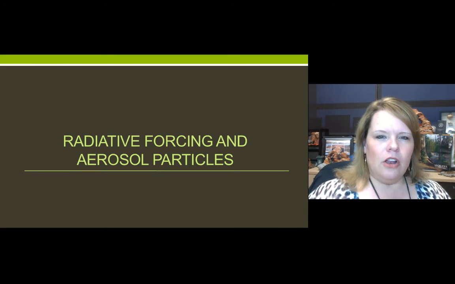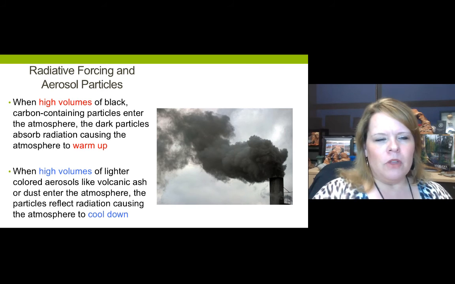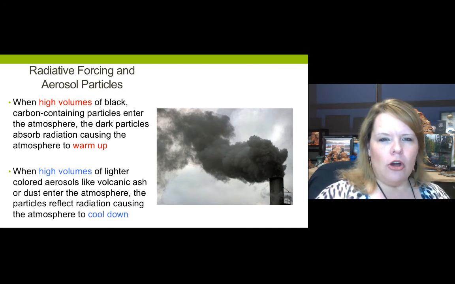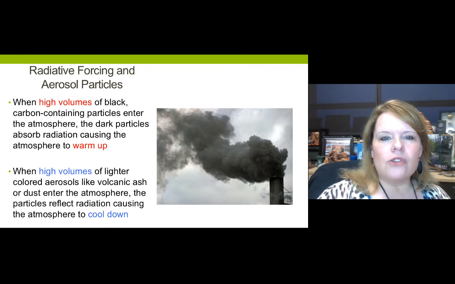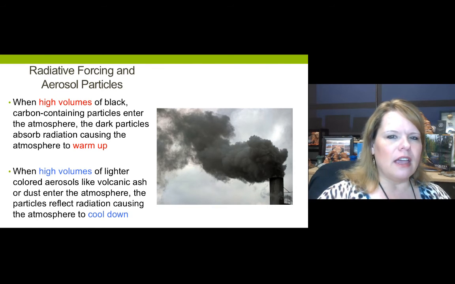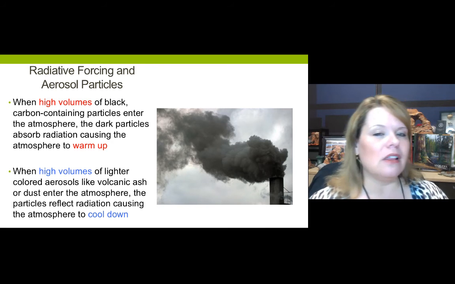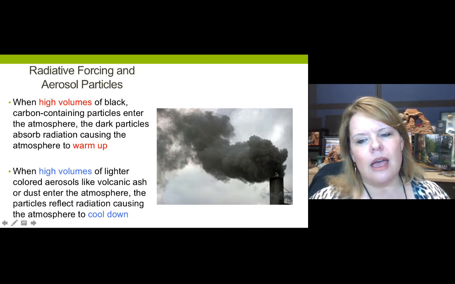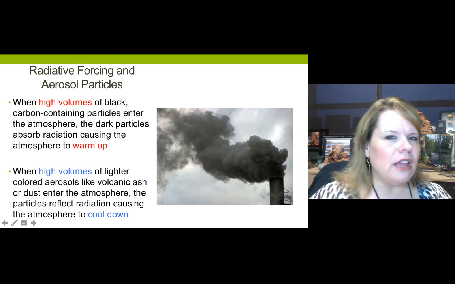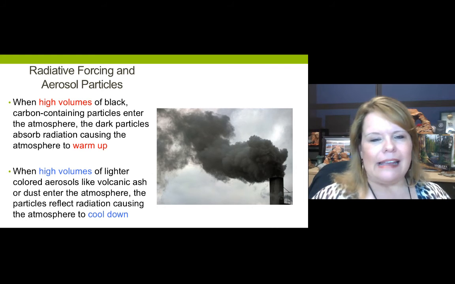So let's take a look at radiative forcing and aerosol particles. When high volumes of black carbon-containing particles enter the atmosphere, the dark particles absorb radiation just like dark surfaces do. This causes the climate to warm. When high volumes of lighter colored particulate matter, such as volcanic ash, get into the atmosphere, this actually causes the reflection of heat back up into outer space, and this will cause the climate to cool down. This is one reason that businesses and industry are regulated for this kind of thing right here: emissions that create black sooty material that can absorb heat.